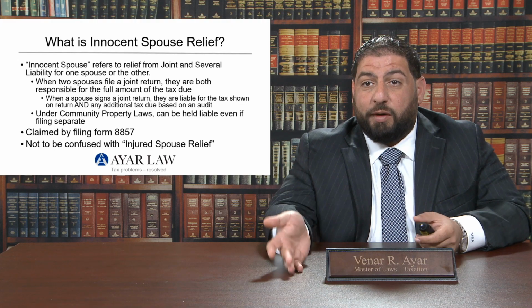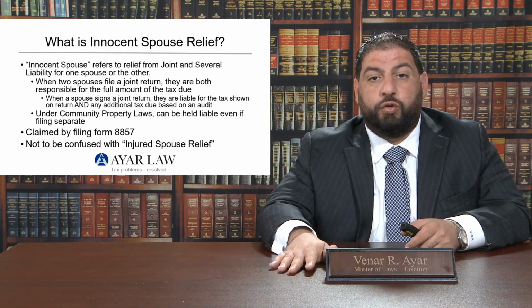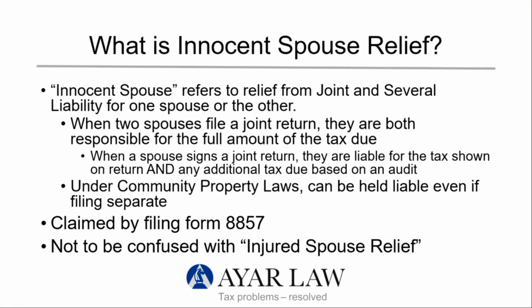So what is innocent spouse relief? What are we talking about? Innocent spouse relief refers to relief from joint and several liability for one spouse or the other. What I mean by that is when two spouses file a joint return, they are both responsible for the full amount of the tax due. This is known as joint and several liability.